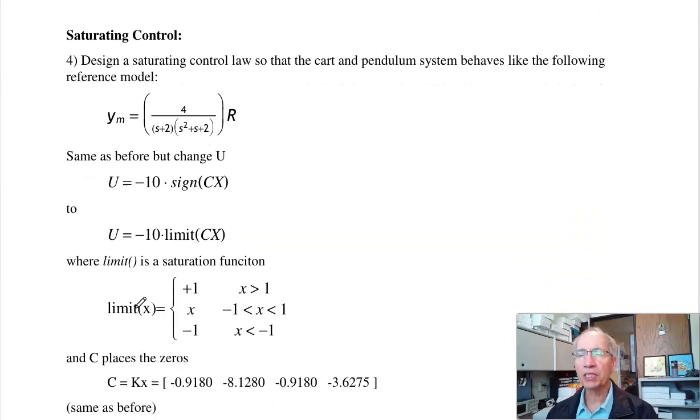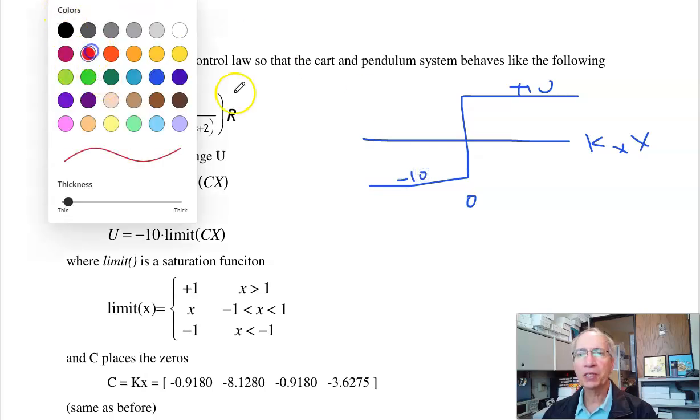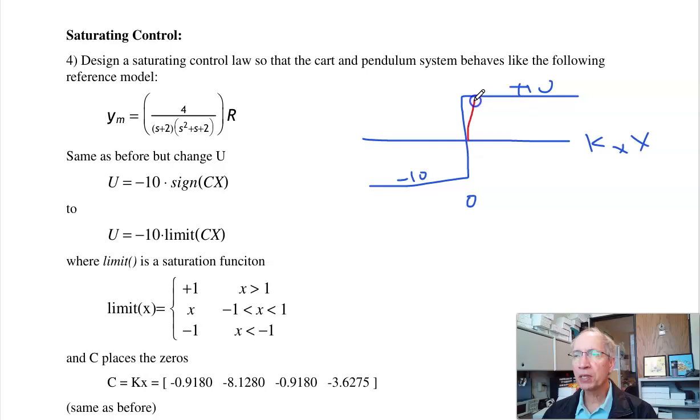If I switch over to a saturating controller, a saturating control is almost identical to a bang-bang controller. With the bang-bang controller, this is your kx times x. At 0, anything positive goes to +10. Anything negative goes to -10. That's a bang-bang controller. A saturating controller is almost the same, but instead of having an infinite slope at the origin, it just has a high slope at the origin.